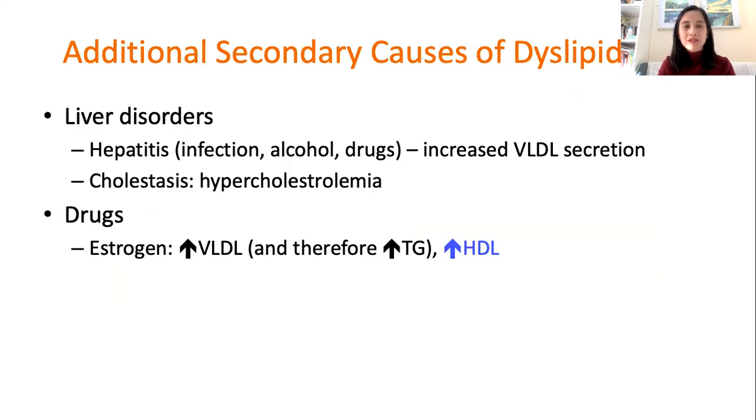What are the additional secondary causes of dyslipidemia? Liver disorders. Remember that the liver is very central in your lipoprotein metabolism. So if you have problems like hepatitis, let's say from hepatitis B or alcohol or drug-induced hepatitis, it can increase your VLDL secretion and increase peripheral distribution of your triacylglycerides. Cholestasis can also result in hypercholesterolemia. Some drugs, such as your estrogen pills, can increase your VLDL and therefore increase your triacylglycerides. Also, unique to this will be an elevation of your HDL. It's the odd man out. In the background of your elevated VLDL, you have an elevated HDL as well. And this is pathognomonic of estrogen use.